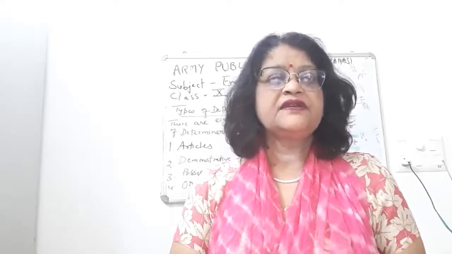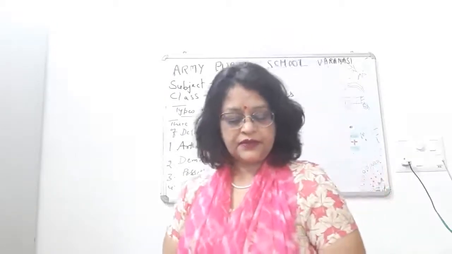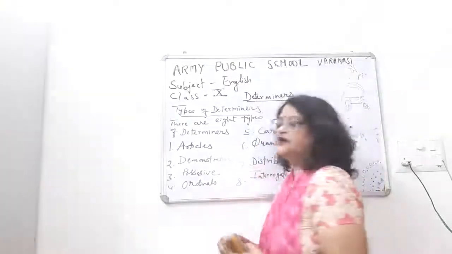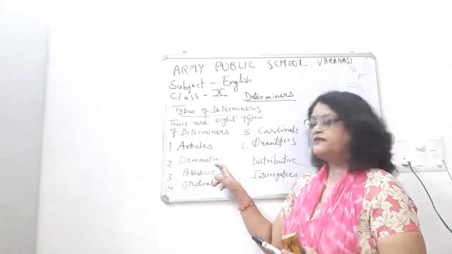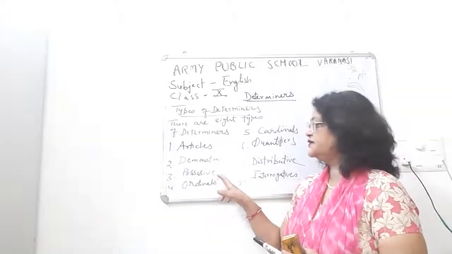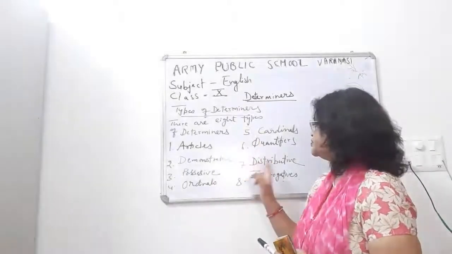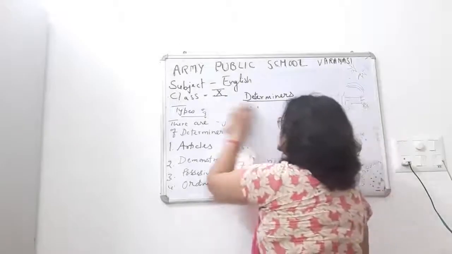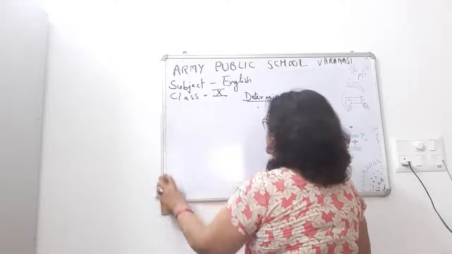Now we will read the first part, and I think it is a very vast part, that is determiners. So, 8 types of determiners. Once again I revise: articles, demonstratives, possessives, ordinals, cardinals, quantifiers, distributives, interrogatives. Now children, we will read the first type of determiner, and that is article.